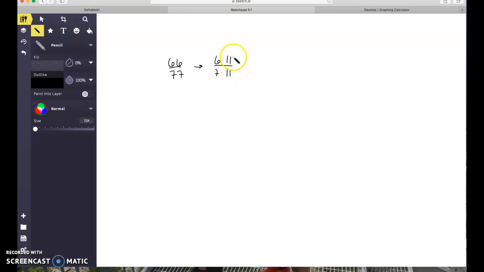And I see, hey, anything divided by itself makes one whole. So 11 divided by 11 is actually equal to 1, right? And any number times 1 is just itself. So simplified, this is 6 divided by 7, or 6 over 7.